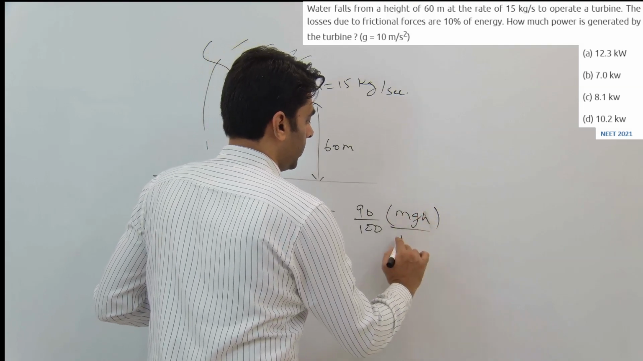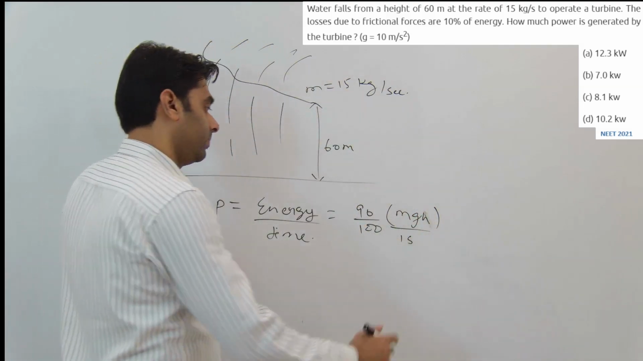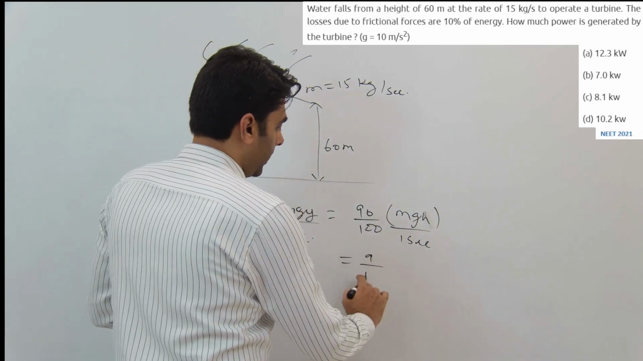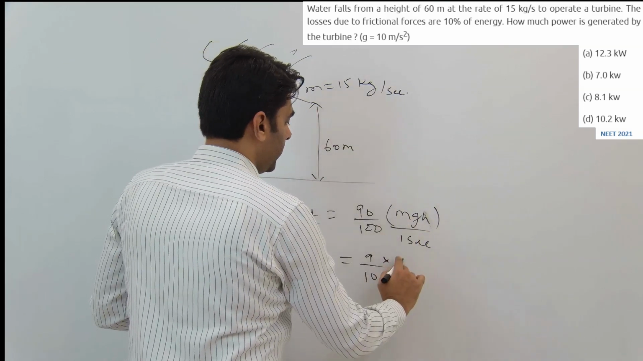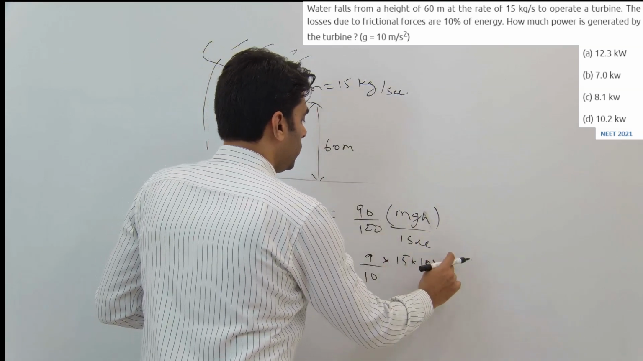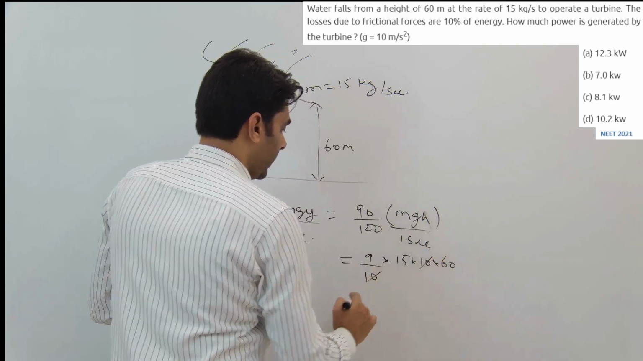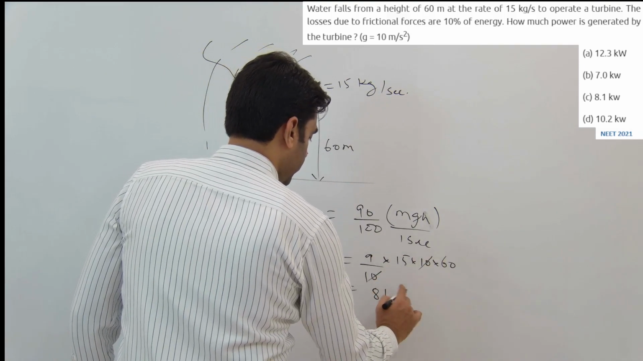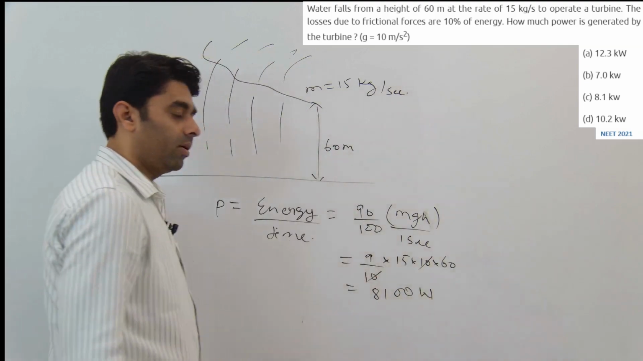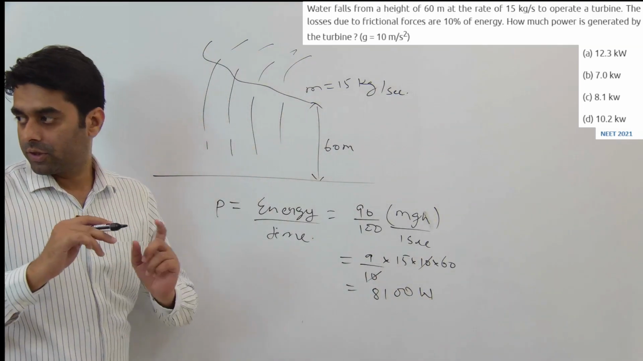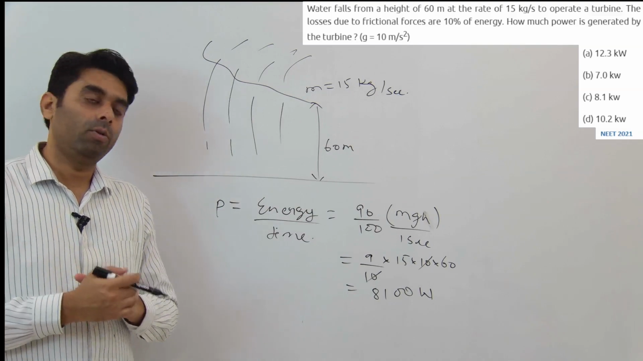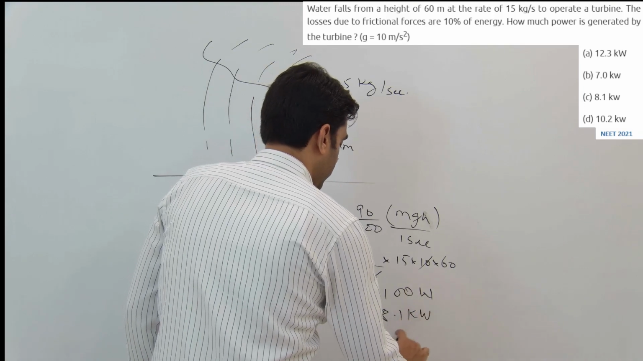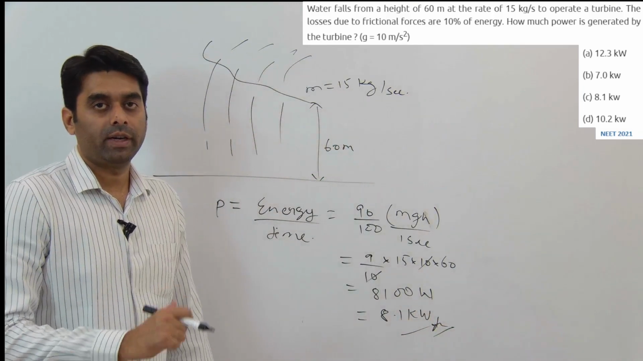So we will get 1 second over here. This is 1 per second. Fine, so ultimately our answer will come in watt only. Let us see: 9 by 10 into mass, which is 15 kg per second, into h, height is 60. The 10 and 10 cancel out, 15 into 9 into 6 will come out to be 8100 watt. Which option do we have? Options are given in kilowatt. If you see, we can write this as 8.1 kilowatt, right? Let us move ahead.